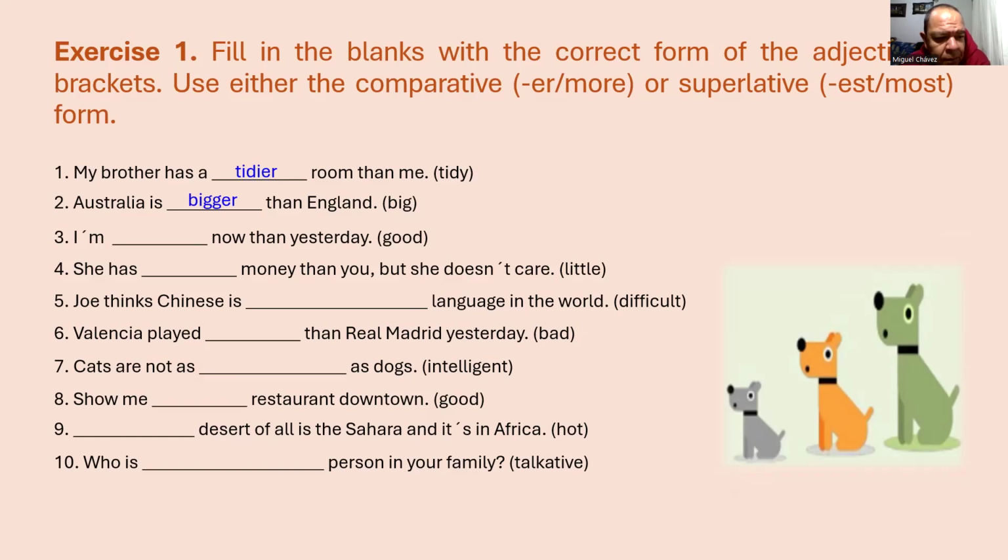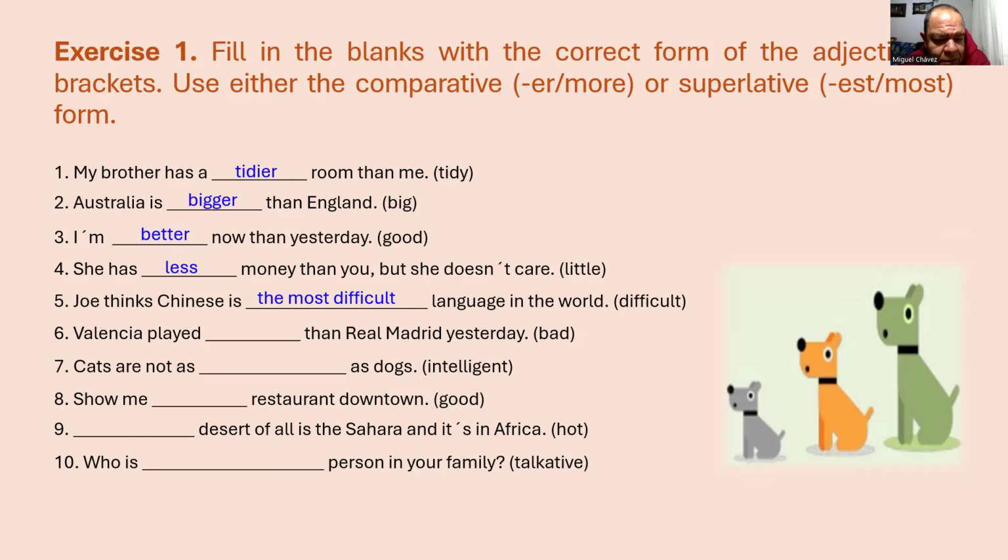Number 3. I'm better now than yesterday. Number 4. She has less money than you, but she doesn't care. Number 5. John thinks Chinese is the most difficult language in the world.